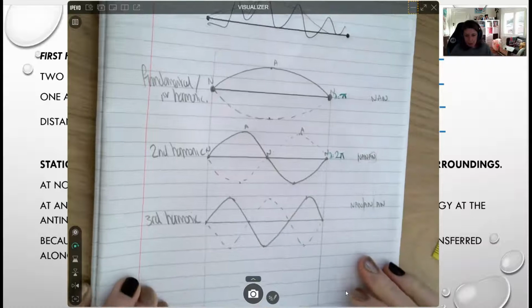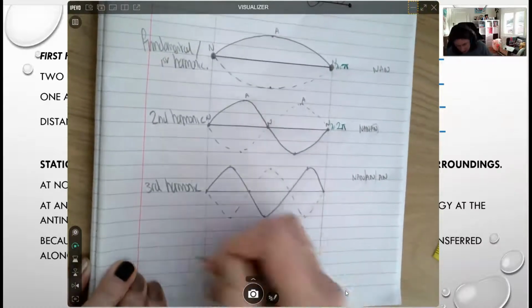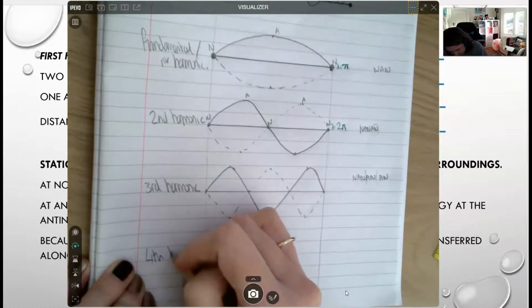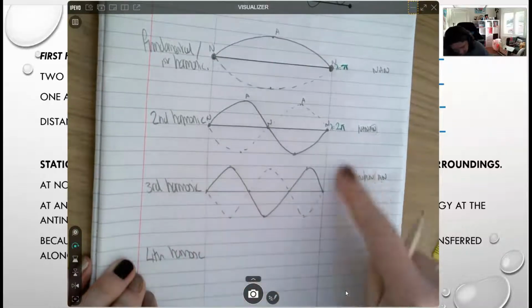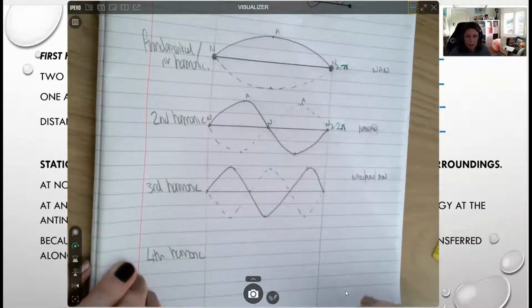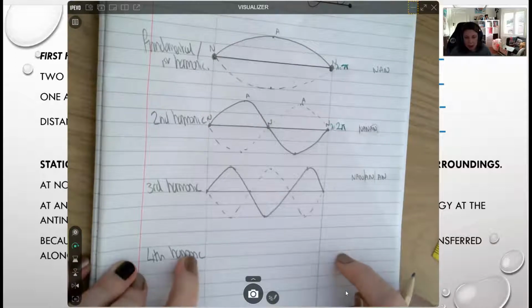See if you can draw, pause the video, draw these out and see if you can draw me the fourth harmonic using this sort of node, antinode thing to help you. If you pause the video, I'll go through how to do it in a second.